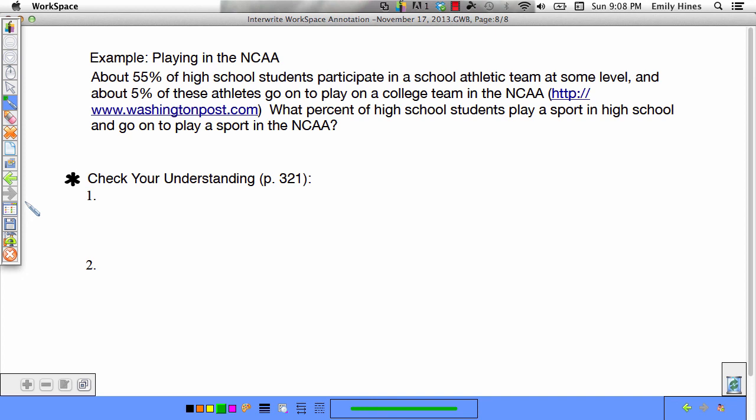Okay, let's look at one more example. About 55% of high school students participate in the school athletic team at some level, and about 5% of those go on to play on a college team. What percent of high school students play a sport in high school and go on to play in college?